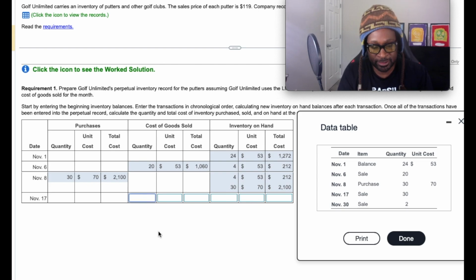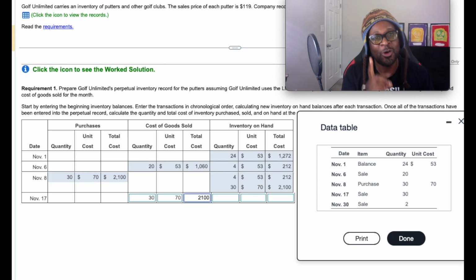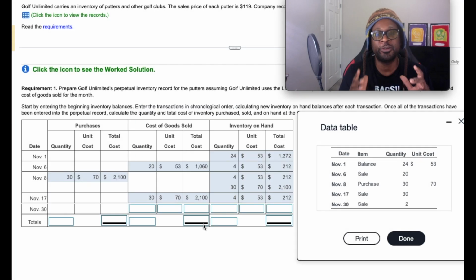Therefore, we're going to input the amounts and move on to the available inventory we have left as of November 17th. We already know we had an initial purchase of 30 units, of which we just sold them in their entirety. But we already had an additional 4 units remaining from our beginning inventory at a unit cost of $53. That's all we have left, gang, as of now. So those are the only units that we're going to report right now as of November 17th. We're going to check the answer. Good job, gang. Now we're going to focus on the final sale for the month of November, the 2 units.